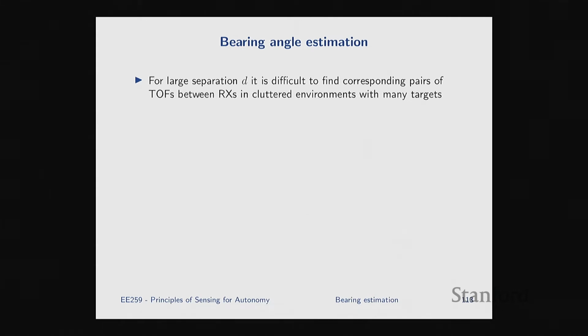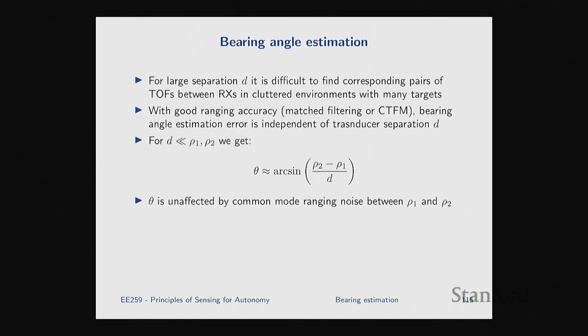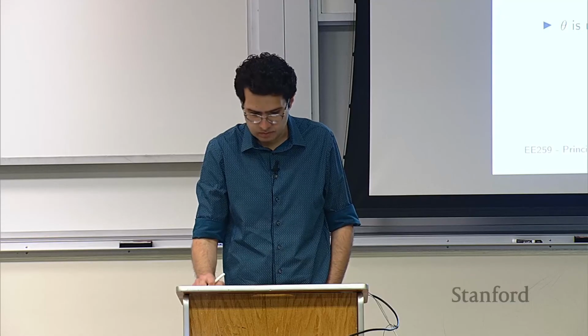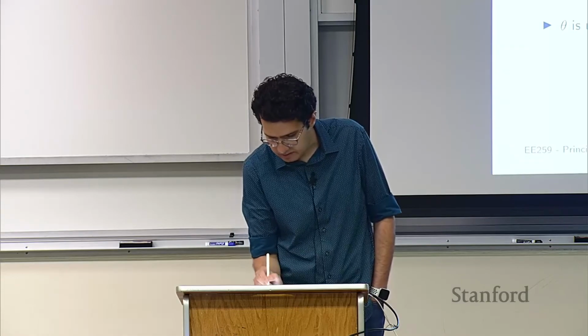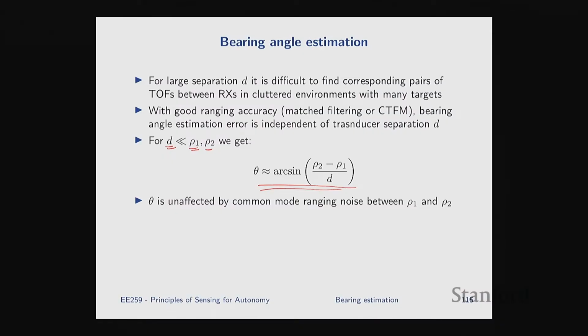Okay, one simplification we can do to the expression we had in the previous page is that if the receivers are placed very close to each other, so if that separation d is much smaller than the distance to the target, rho 1 and rho 2, basically the expression simplifies because you can ignore the d term in the numerator and make it simpler. So then your bearing estimate basically just becomes arcsine of (rho 2 minus rho 1) over d. Very, very simple expression. Okay?